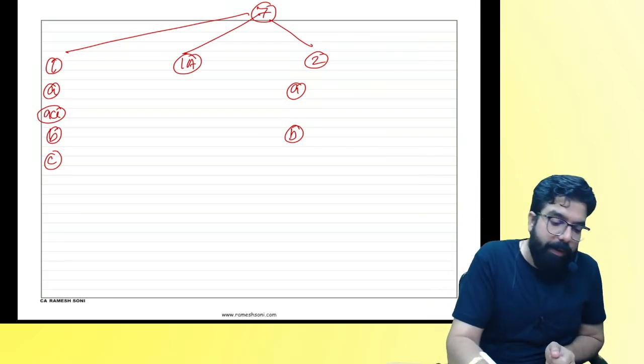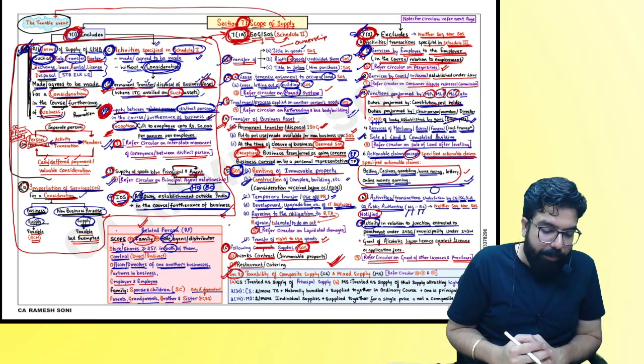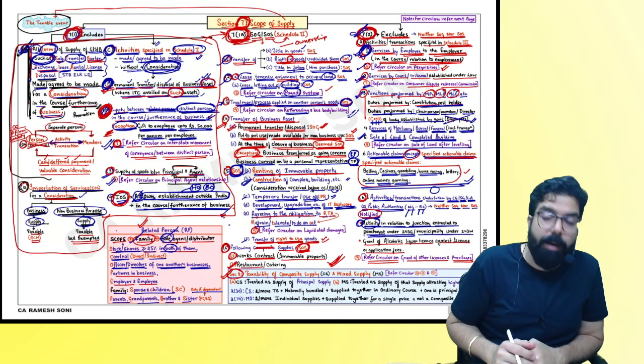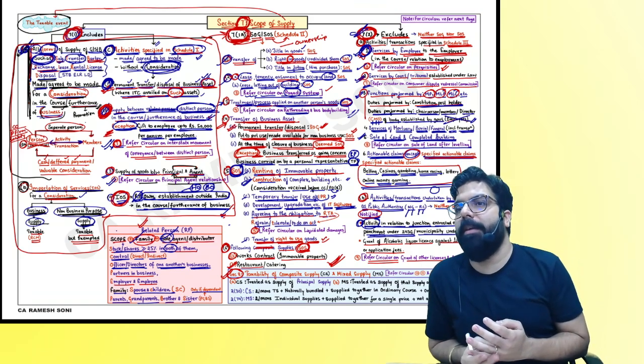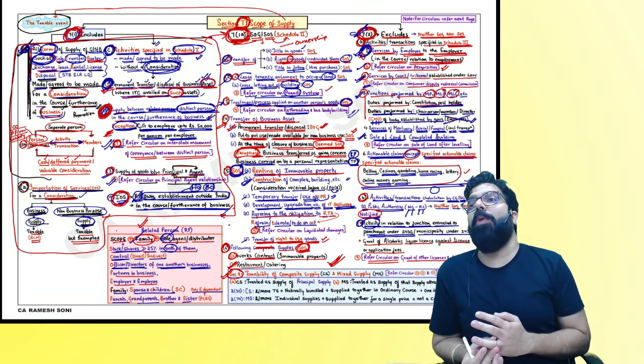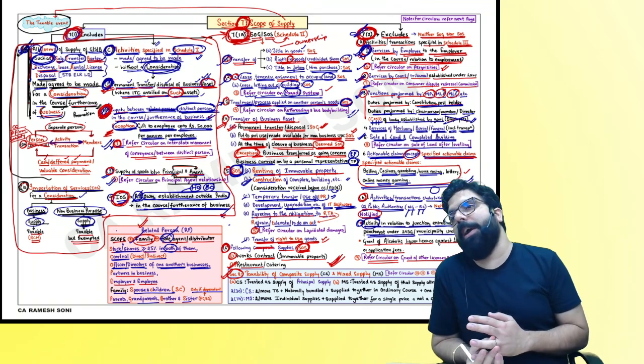Chalo. Now, everyone over here, we will go ahead and now do section number 8. Section number 7 is done. Section number 7 told what, everyone? Whether it will be a supply or not a supply.